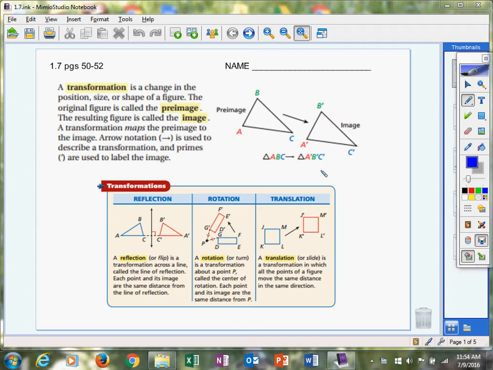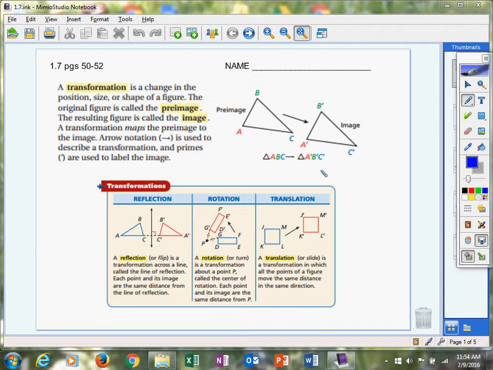you've transformed it. Okay, we're going to talk about 3 of them. There's actually 4. I don't know why textbooks don't do this, but there's a 4th transformation called a dilation, where you can enlarge a figure or shrink a figure. The figure itself doesn't change, it just gets bigger or smaller, and that's a dilation.